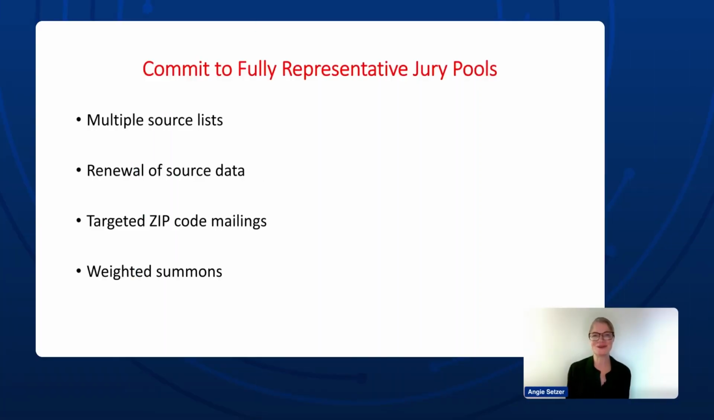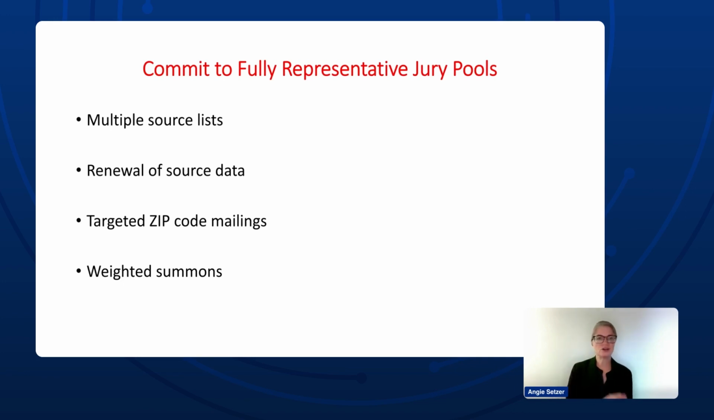Number one, commit to fully representative jury pools. To ensure that people of color are fully represented in the source pools from which our juries are selected, we can use multiple source lists, so beyond voter registration lists and driver's ID and state ID lists. States are actually using other kinds of lists, and we can do that as well. Tribal identification lists, tax filing lists, child support lists, public utility records are being used in Nevada. There are lots of ways to increase the source list, which will increase the representativeness of the initial master jury list.